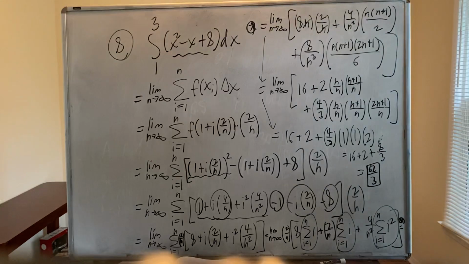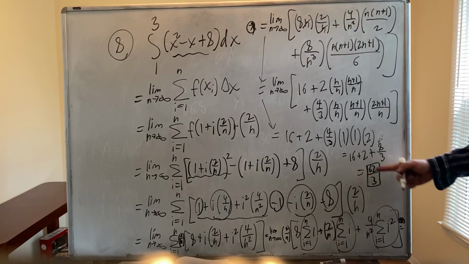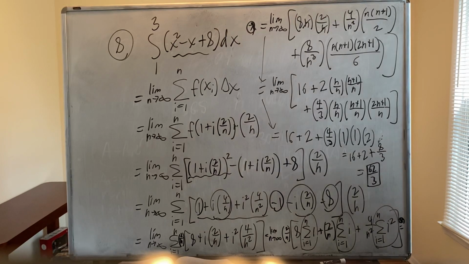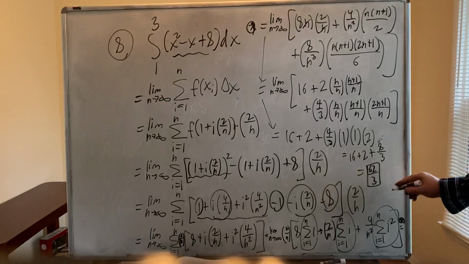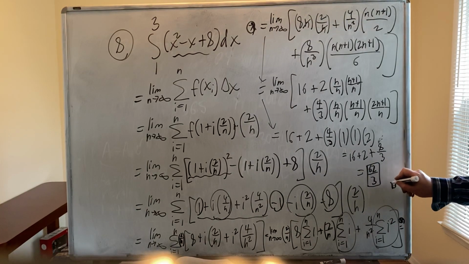Okay, 16 plus 2 plus 8/3. So it's 18 plus 2 and 2/3, 20 and 2/3. That's 62 over 3. Okay, you just calculated the limits of three things, and that's 62 over 3. Okay, so that is the answer.